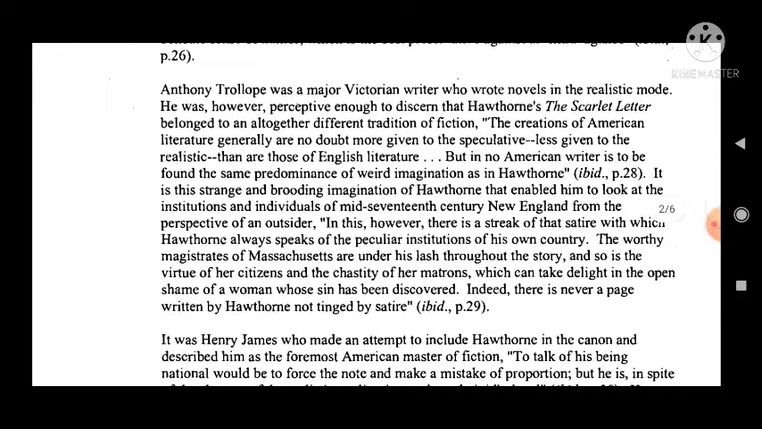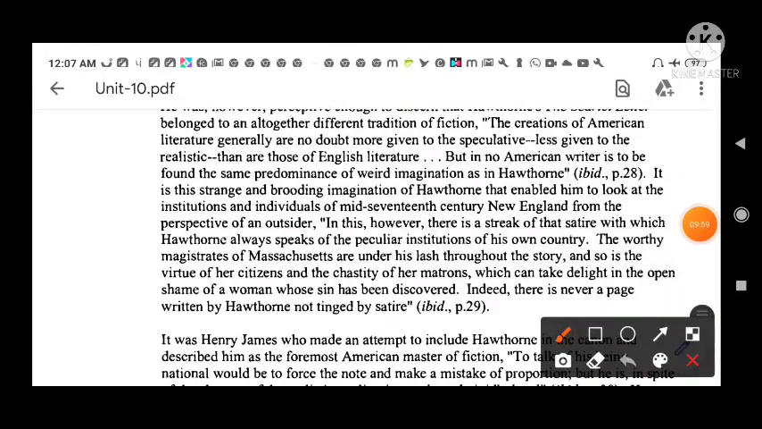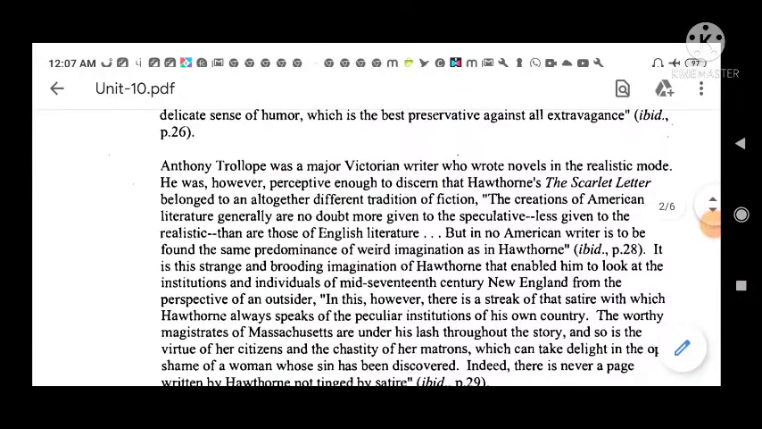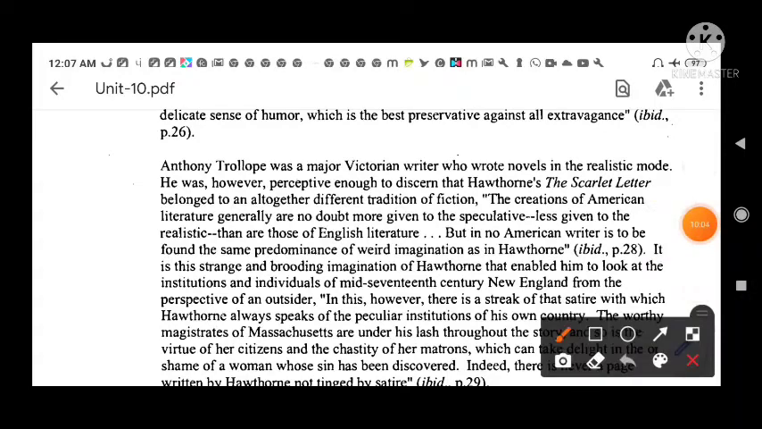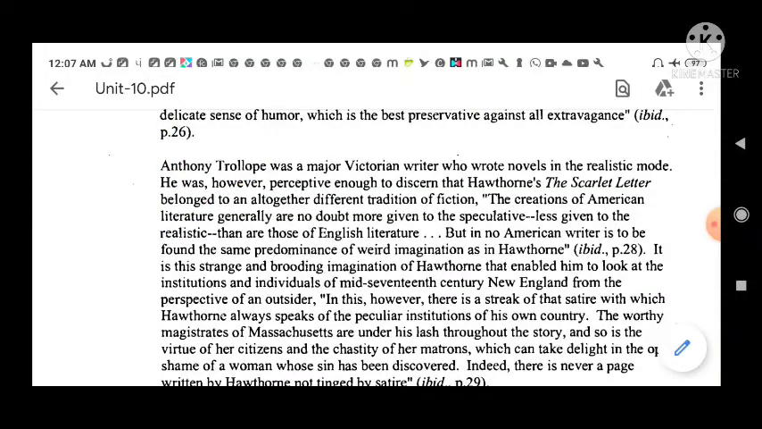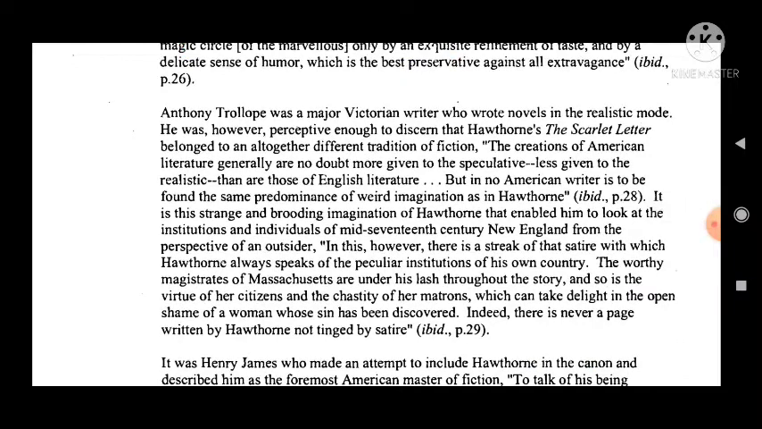Anthony Trollope was a major Victorian writer who wrote novels in the realistic mode. So, who was a major Victorian writer? The answer is Anthony Trollope. He wrote novels in the realistic mode.